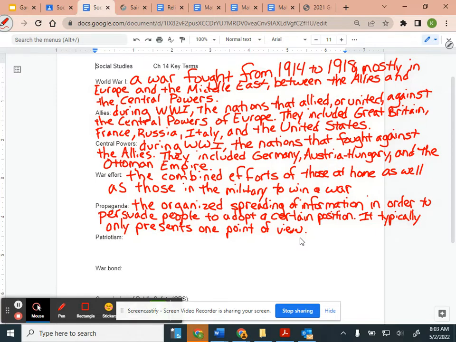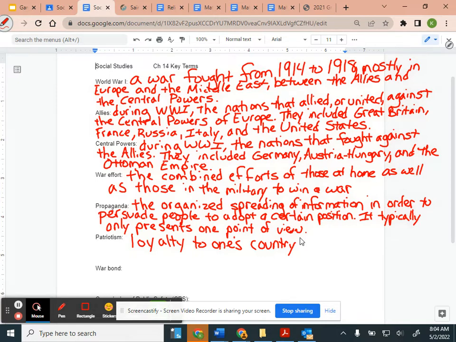All right, patriotism is loyalty to one's country. Patriotism is loyalty to one's country. You can show your patriotism in lots of different ways. Be patriotic, but it's being loyal to your country.